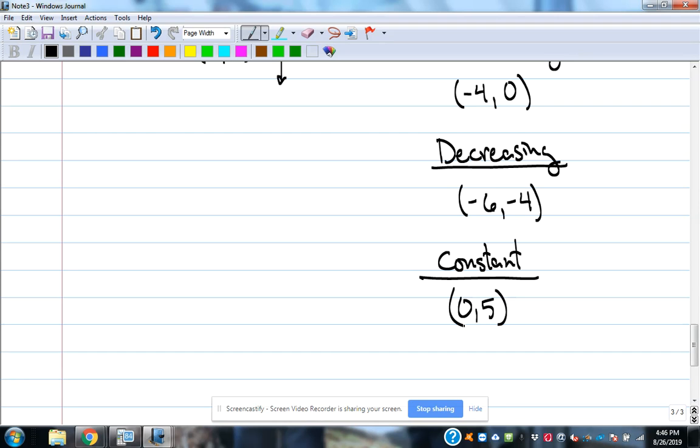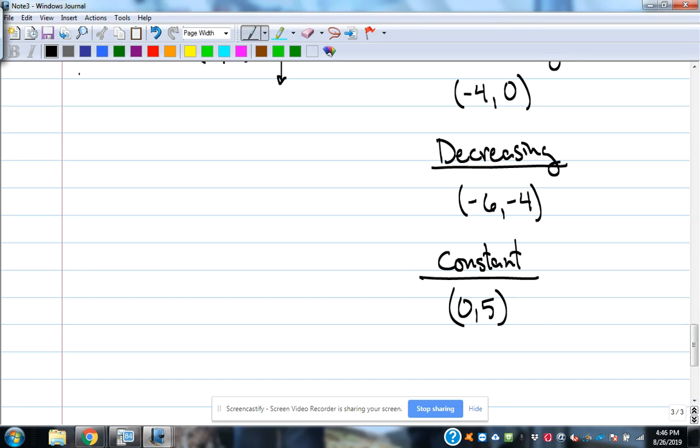Graphs can have more than one of any of those intervals. You just got to read it left to right and decide what it's doing. If it's going down and to the right, it's decreasing. If it's going up and to the right, it's increasing. If it's flat, it's constant. Okay, very, very easy idea there. Nothing real fancy about that. It's just reading the graph.